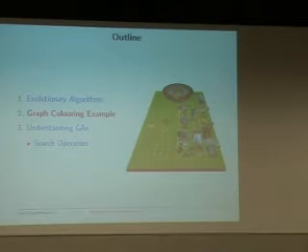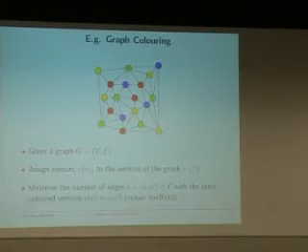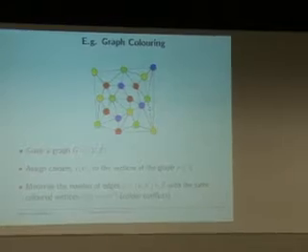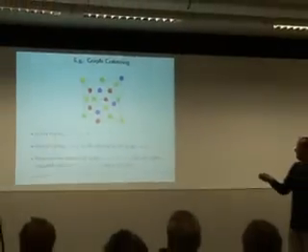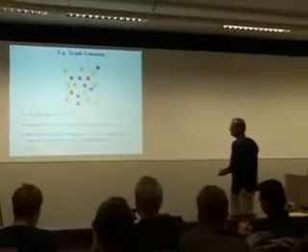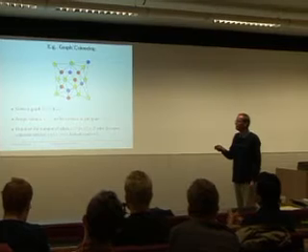Let me give you a very quick example of this. This is the graph coloring problem. You're given a graph with some vertices and some edges, and what you want to do is color the graph.